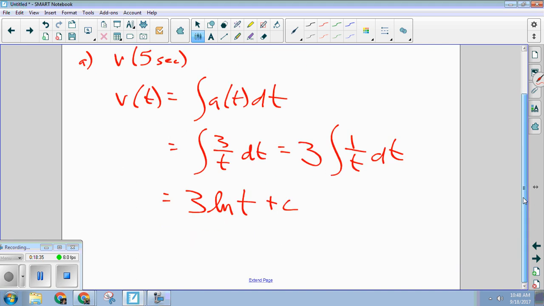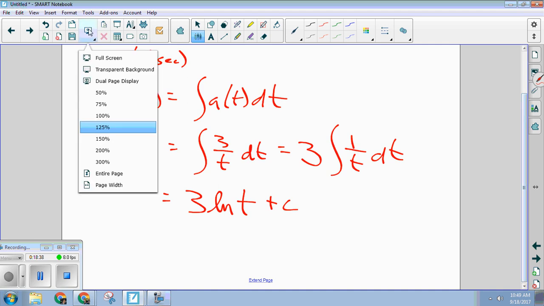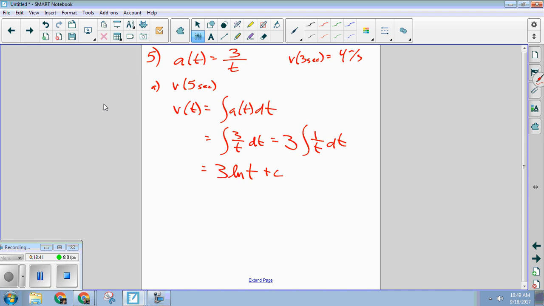Now, where do we want to go from here? We want to extend our page. We know that the velocity after 3 seconds is 4. Whatever, we know that point. We have a known point, and we can use that known point to find c. It's kind of like in math where you plug the point in to find your y-intercept. Same idea. So our velocity after 3 seconds ought to be 4. I'm going to plug in 4 for my velocity. That's equal to 3 times the natural log of 3 plus c. Solve for c. So c is going to be 4 minus 3 natural log of 3.